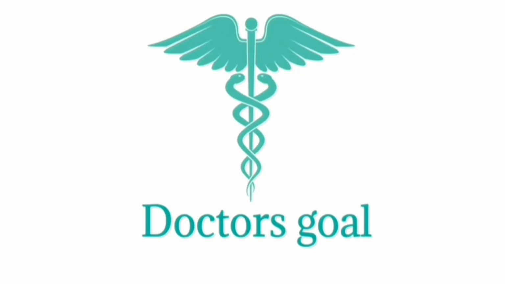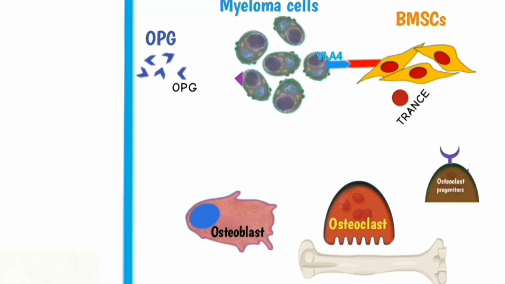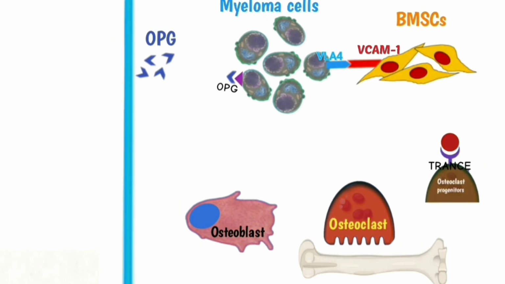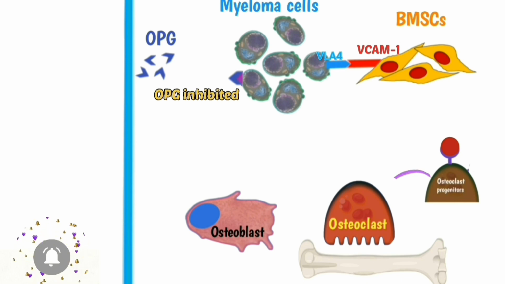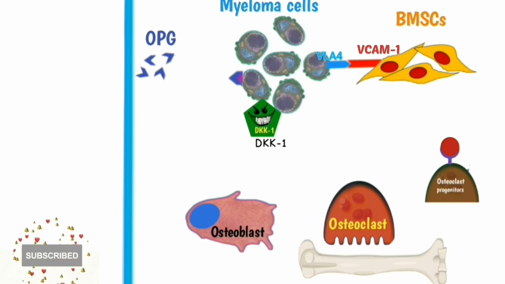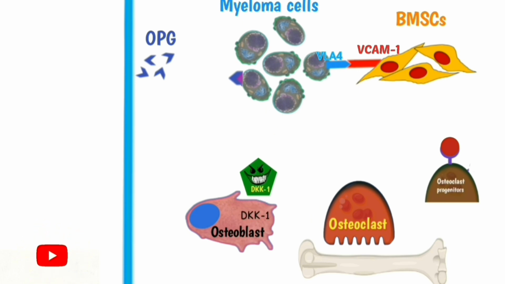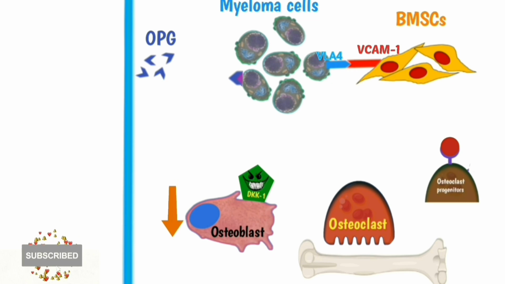Let's talk about the pathophysiology of multiple myeloma. We have myeloma. Myeloma cells inhibit OPG, interact with bone mesenchymal stem cells and produce TRANCE. TRANCE acts on osteoclast progenitor cells, which differentiate into osteoclasts, and increases the activity of osteoclasts. DKK-1 released from myeloma cells acts on osteoblasts and decreases the activity of osteoblasts.